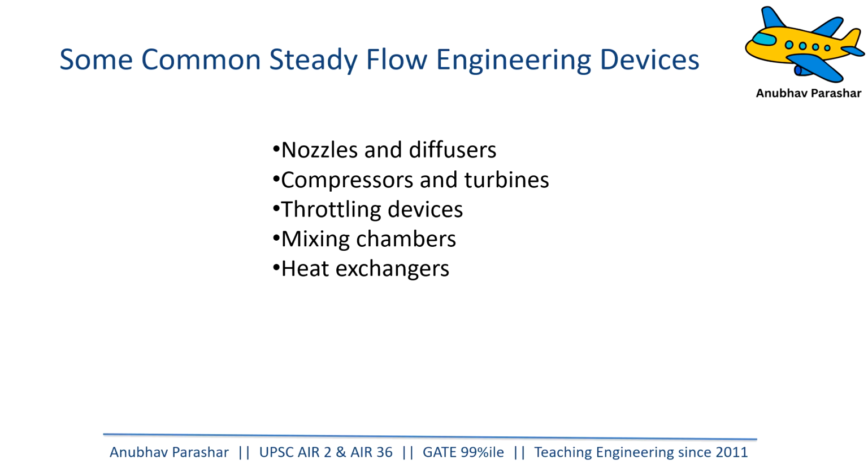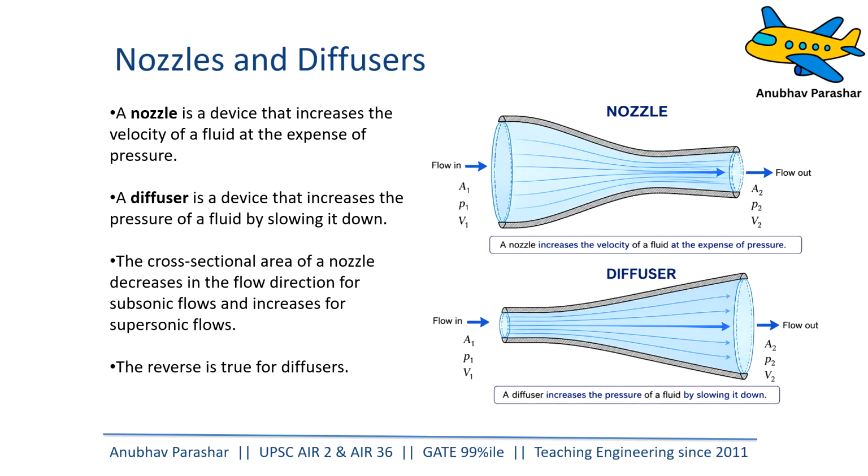Now let us try to apply this steady flow energy equation to some of the common engineering devices. Generally, these are the devices that we are going to see. So let us apply this to nozzles and diffusers first, right? And before that, let us try to understand what nozzles and diffusers are. We will study nozzles, diffusers, turbines and compressors in much more detail later on, but for now, let us just introduce these devices to you.